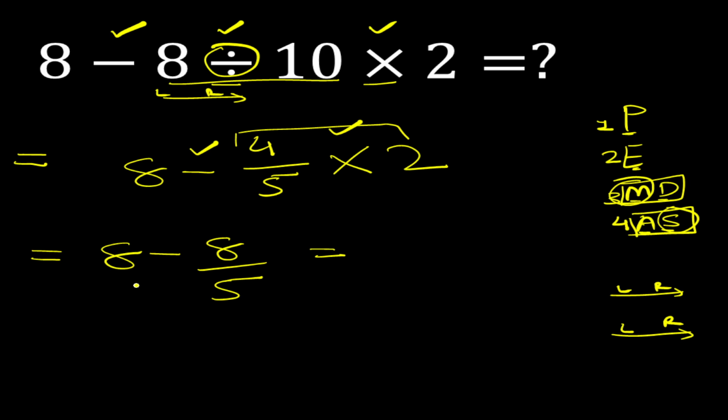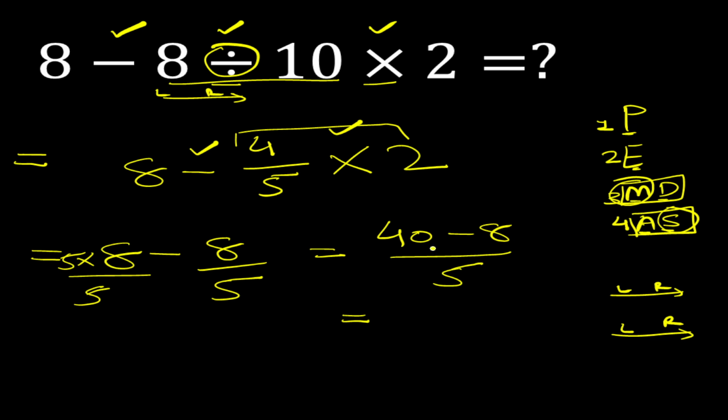Now 8 minus 8 by 5 is equal to, here we have to take LCM. So 5 times 5. Multiply both sides by 5, right? So 8 times 5 is equal to 40, so 40 minus 8 divided by 5, right? Now 40 minus 8 is equal to 32 divided by 5, and that's our final answer, 32 divided by 5.